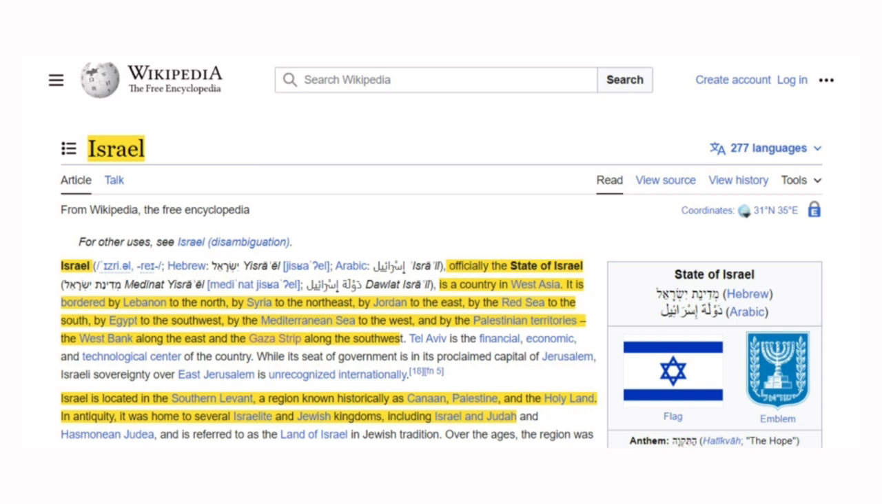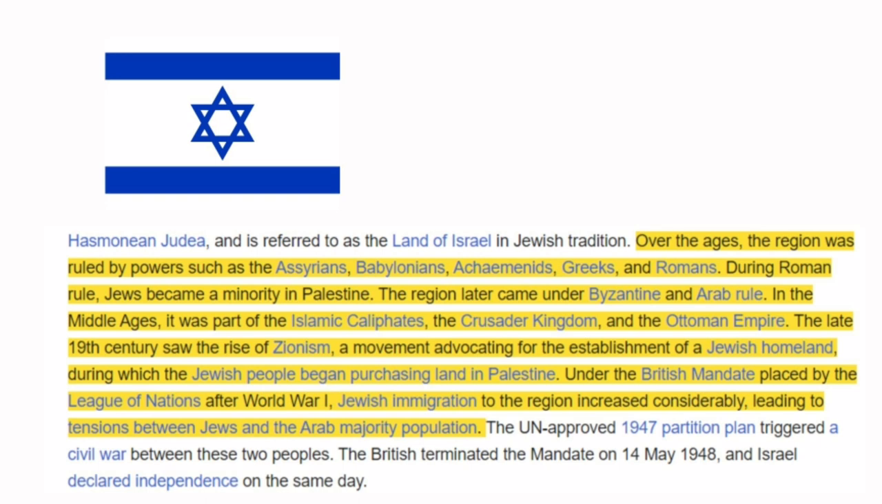Israel is located in the southern Levant, a region known historically as Canaan, Palestine, and the Holy Land in antiquity. It was home to several Israelite and Jewish kingdoms, including Israel and Judah. Over the ages, the region was ruled by powers such as the Assyrians, the Babylonians, the Achaemenids, who are Persians, Greeks, and Romans. During Roman rule, Jews became a minority in Palestine. The region later came under Byzantine and Arab rule. In the Middle Ages, it was part of the Islamic Caliphates, the Crusader Kingdom, and the Ottoman Empire.